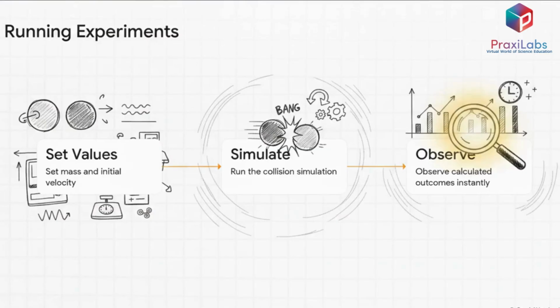The true beauty of a virtual lab is the totally frictionless workflow. First, you set your variables, like mass and initial velocity. Next, you run the simulation. Finally, you observe the instantly calculated outcomes. Because the software handles all the tedious manual calculations behind the scenes, you can focus purely on analysis and critical thinking. If you suddenly wonder, hey, what happens if I quadruple the weight? You can test that chaotic scenario safely in mere seconds. It heavily encourages rapid trial and error.